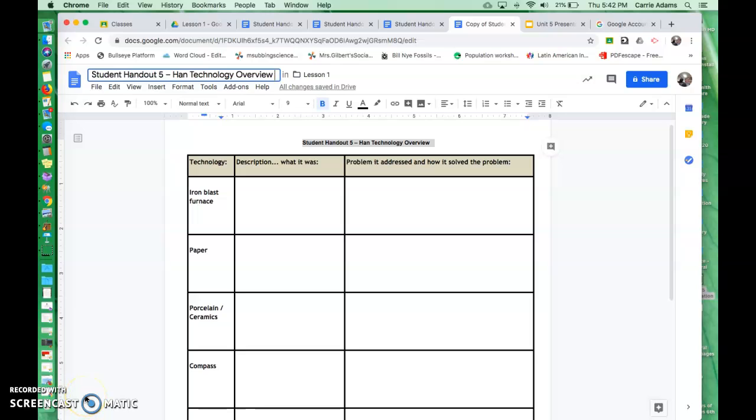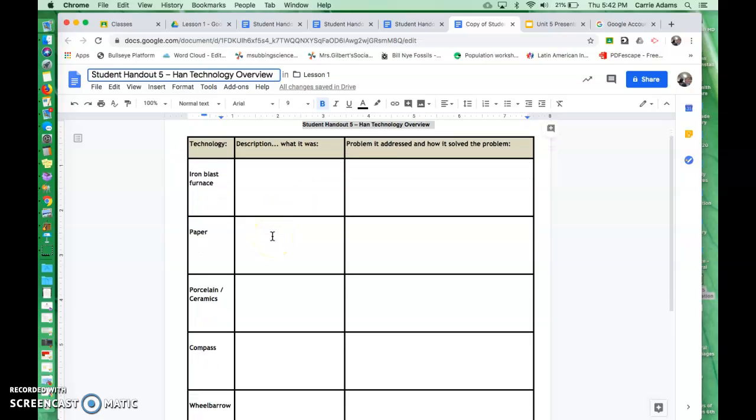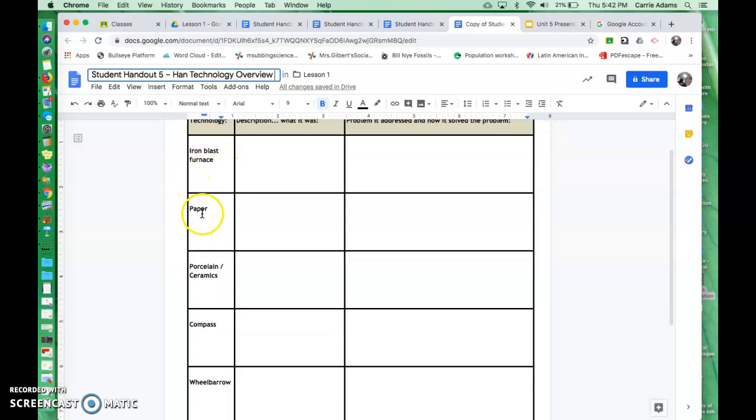After you have completed student handout 3, we're going to move on to student handout 5. And yes, I know we skipped number 4, so we're moving right on to 5. On this sheet, you're going to describe the technology of the Han Empire briefly. You're going to make some conjectures, or some guesses, about the problem the technology was designed to solve, and also about how the technology actually solved the problem. So you're going to look at an iron blast furnace, paper, porcelain, ceramics, etc.